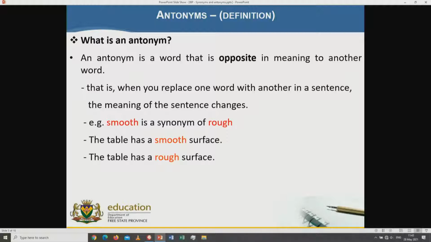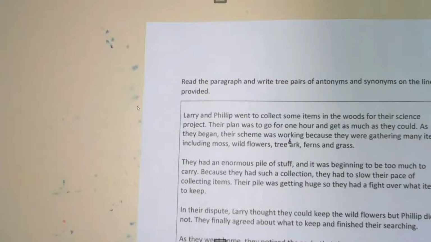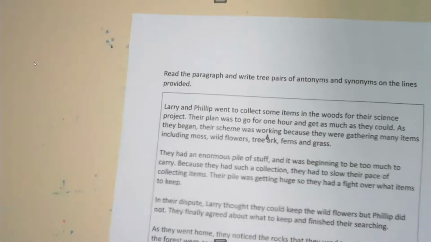And from this text, I'm going to ask you to identify the synonyms and the antonyms. Then at the end of it all, I'm going to request you to circle the synonyms in the text that we are going to read and to underline the antonyms. Now let's look at the text. I've got this text for you.